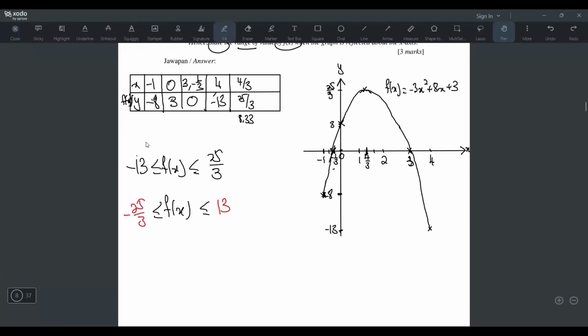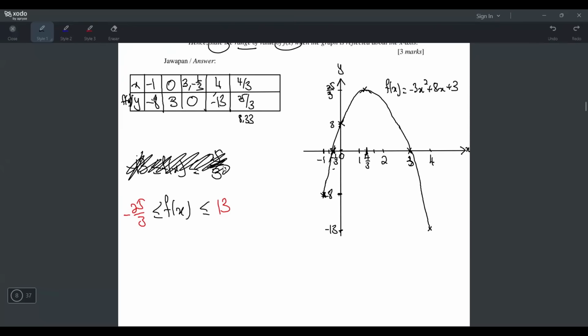Okay, so that's it. Oh, and by the way, this one you should erase. This is not the answer. I was just trying to explain to you just now. This is the correct answer. Okay, so that's it.